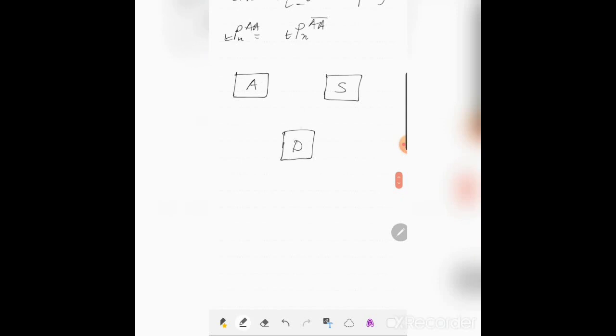So this is the ASD model. From active to sickness, I can come back from sickness to active, from sickness to death, and from active to death. So let's say these are the transition matrix or transition intensities.